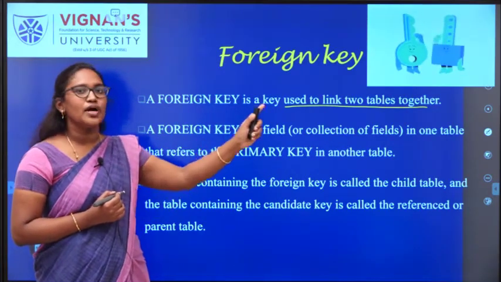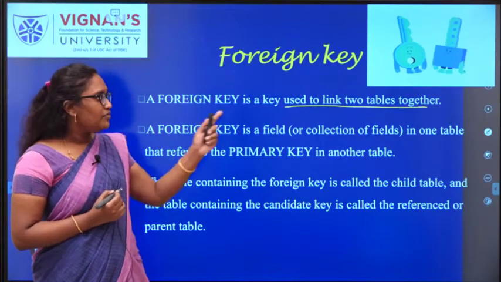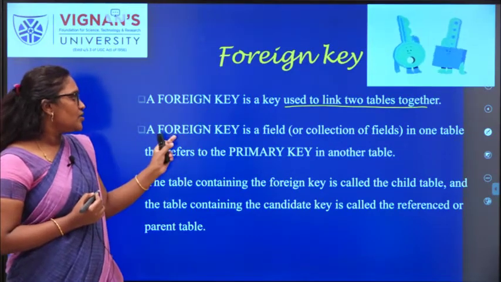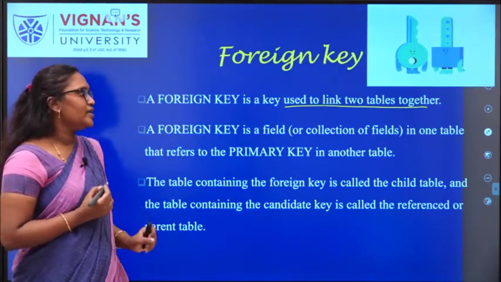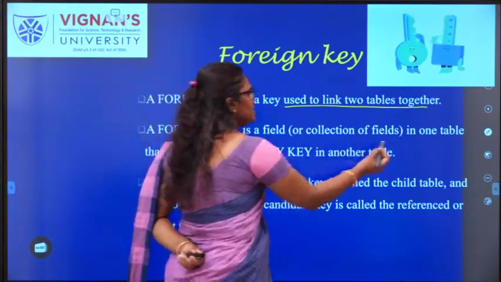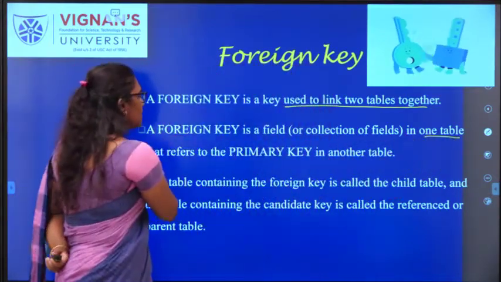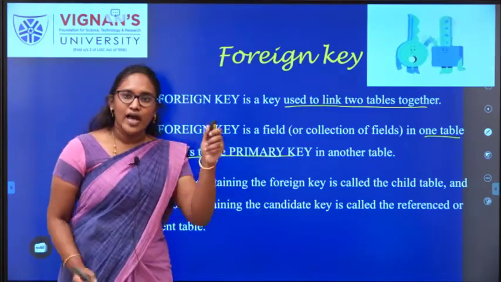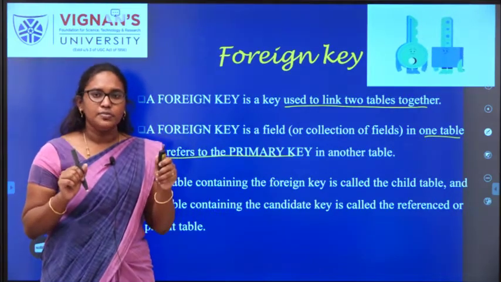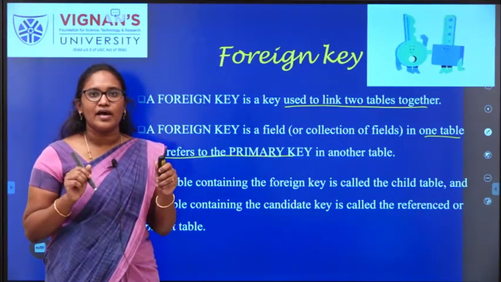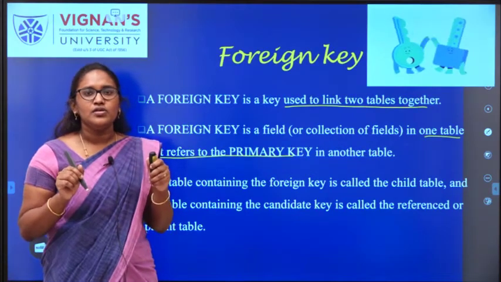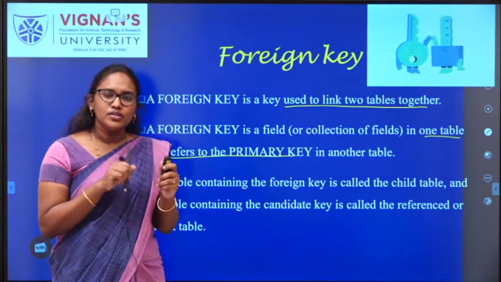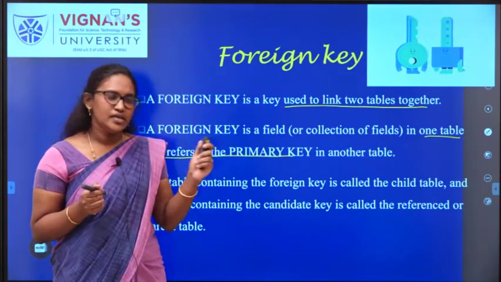That means two tables you are uniquely identifying, right? How are we uniquely identifying two tables? With the help of a foreign key. A foreign key is a collection of fields in one table that refers to the primary key in the other table. That means you have two tables, and in those two tables you have primary keys. This foreign key establishment is only possible when both tables have primary keys.